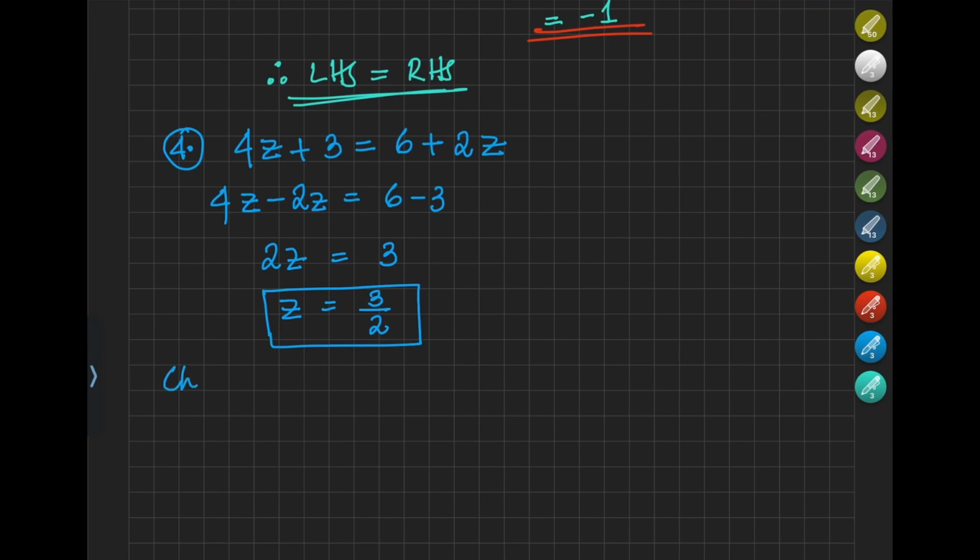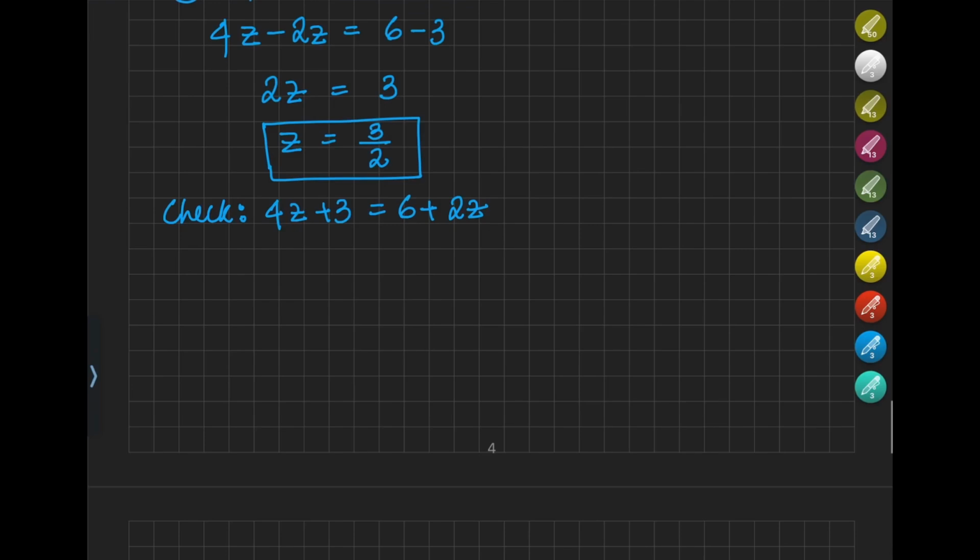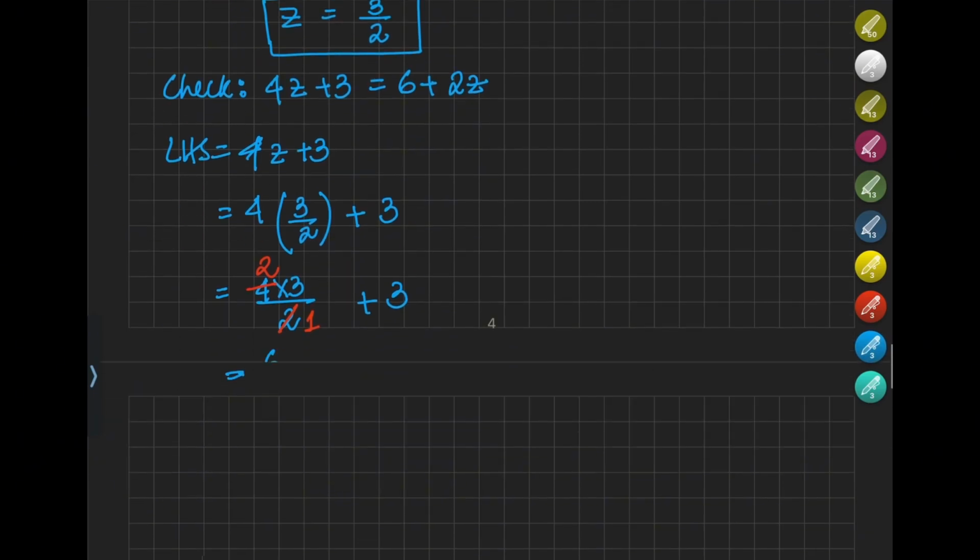Now we need to check 4z plus 3 is equal to 6 plus 2z. Put the value on the LHS, that is 4z plus 3. So 4 times 3 by 2 plus 3. So 4 into 3 by 2 plus 3. I can reduce: 2 ones are 2, 2 twos are 4. So I get 2 threes are 6.